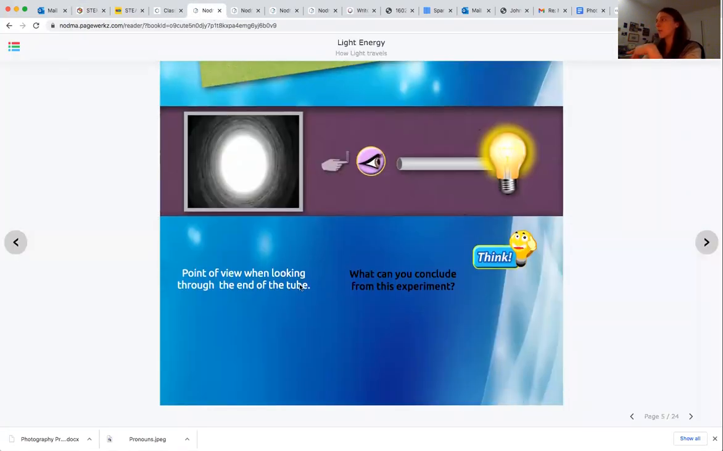So what I like about NODMA is that it asks, okay, what did you conclude from the experiment? So it doesn't just leave you there. It asks the students to come up with their own conclusions. So it gets them to extrapolate knowledge. It asks them to understand their own observations, but also come to a conclusion about what those observations might mean, and how that can be applied in different ways in the real world.